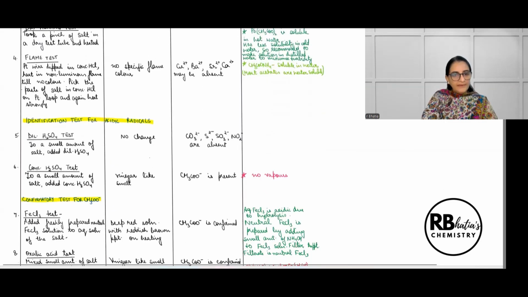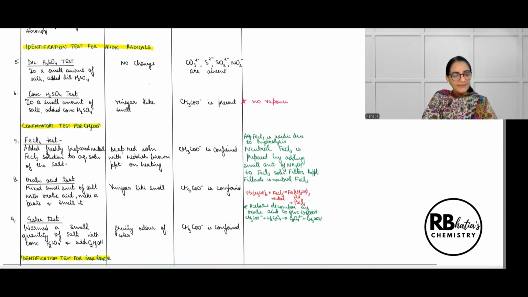Then identification test for acid radicals. The next is the identification test. Identification test means we are simply going to add dilute sulfuric acid to a small amount of salt. Very important, we are doing this identification test for acid radical with the salt and not the solution. We are doing this with the dry solid salt. So to a small amount of salt, add dilute sulfuric acid.